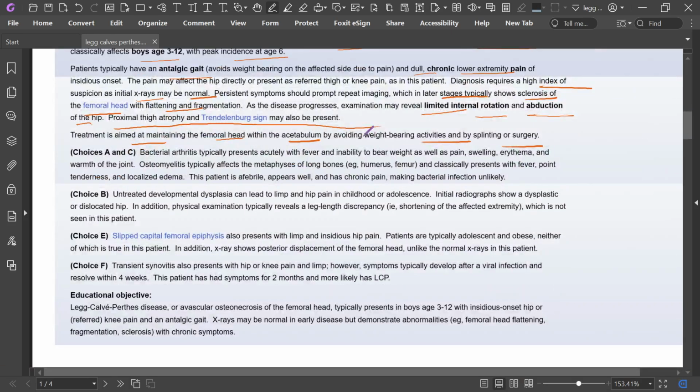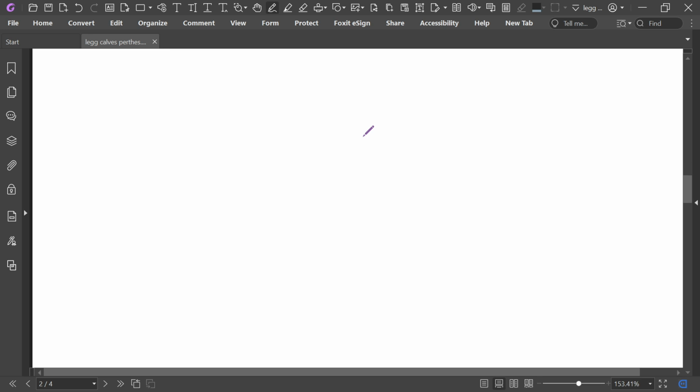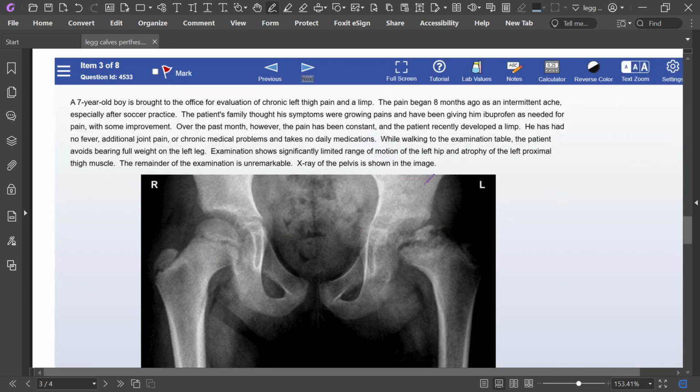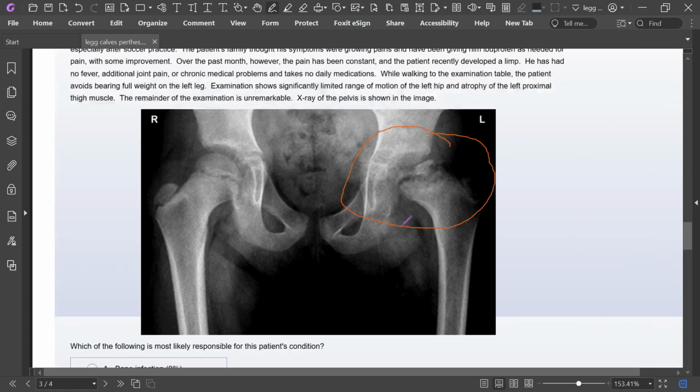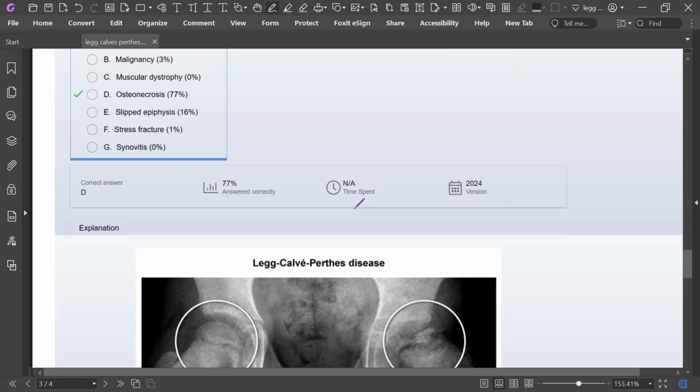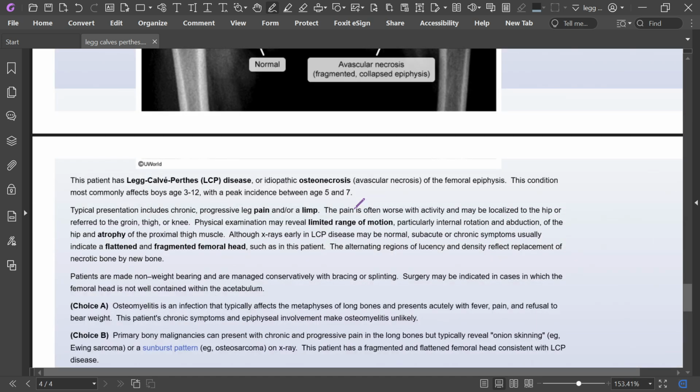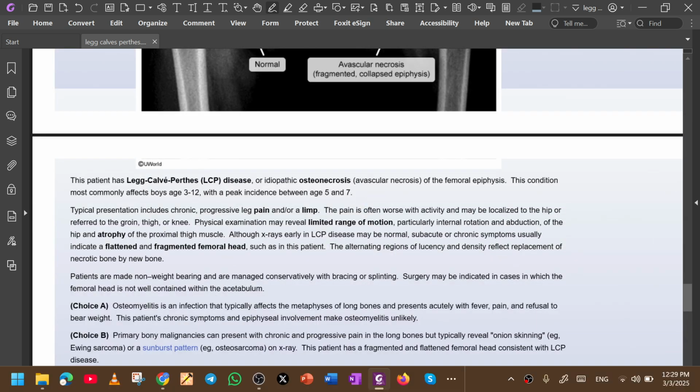Okay, this is Legg-Calvé-Perthes disease. In this 7-year-old boy, there is avascular necrosis of the left femoral head. You can easily see this side is not avascular necrosis; this is the growth plate. In this 7-year-old boy, this is normal, but this is avascular necrosis. So avascular necrosis of the femoral head looks like Legg-Calvé-Perthes disease.